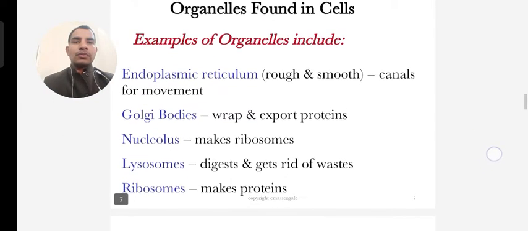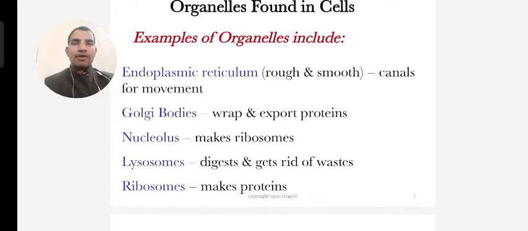Various organelles are found in the cell, like the Golgi body, nucleus, lysosome, ribosome, and endoplasmic reticulum. There are basically two types of endoplasmic reticulum: first is rough, and second is smooth. Rough is the one that has ribosomes, so it is called the rough endoplasmic reticulum.